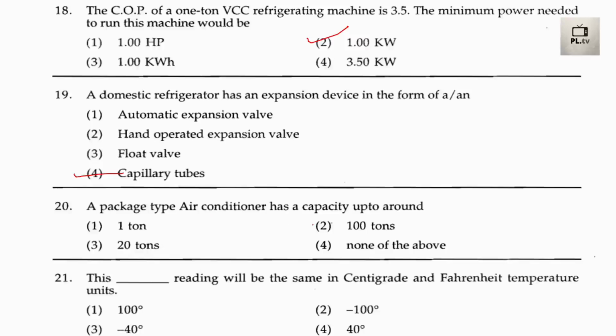A package type air conditioner has a capacity up to around, the correct option is 20 tons. This reading will be the same for centigrade and Fahrenheit temperature units. The correct answer is -40.